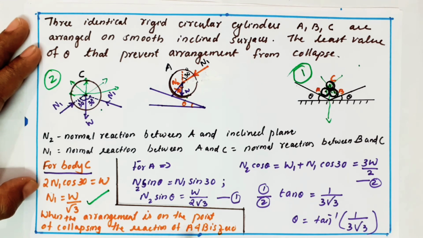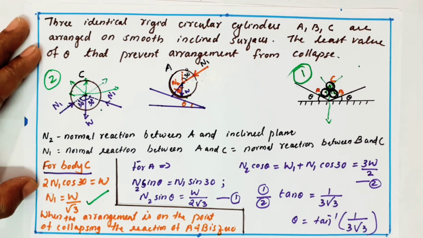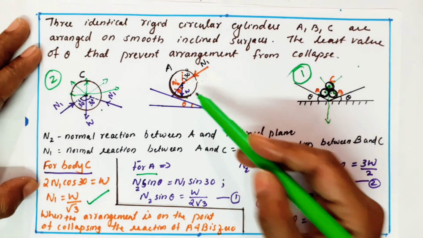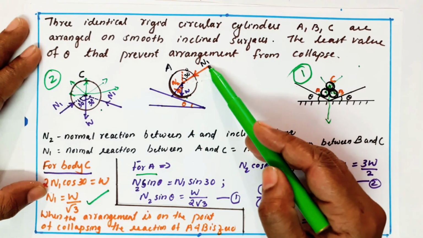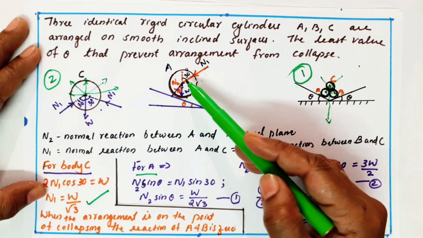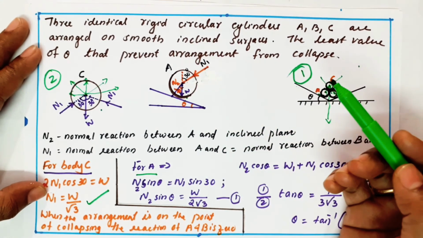When the arrangement is on the point of collapsing, the reaction of A and B is 0. This is a very important point you remember. If it is collapsing, A and B reaction force will be 0. Now I have taken from this diagram. From this diagram N1 we marked, N2 also we marked. N2 is with respect to the plane, I told.